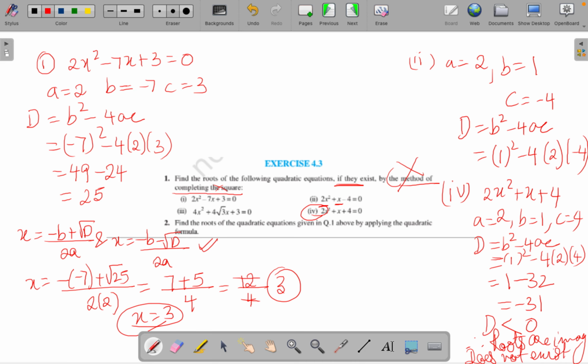So this is how we will use the discriminant method. Now you don't have to worry about question number 3 also children. It is same. A is 4, B is 4 root 3 and C is 3. So you will again apply the same formula and find out both the values. Okay. So this is about the discriminant method.